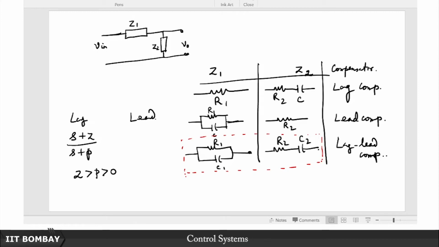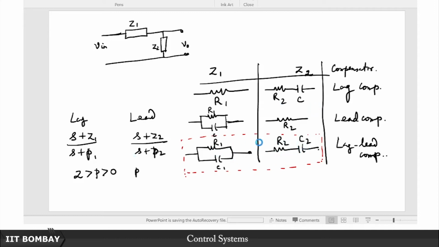A lead compensator, on the other hand, had S plus Z2 upon S plus P2, where the order changed. So you had P2 greater than Z2 greater than 0. So I'll change this to Z1, this to P1. Now you can see that this Z1 over P1 ratio in the lag compensator is greater than unity. Suppose you call that ratio alpha.